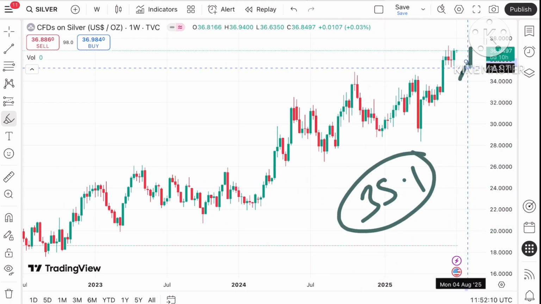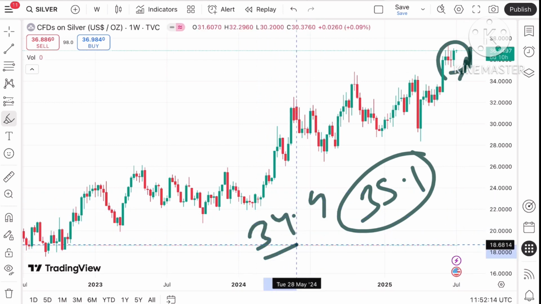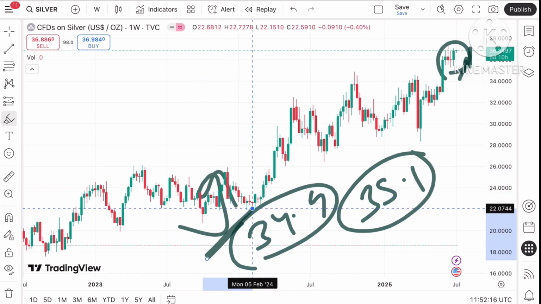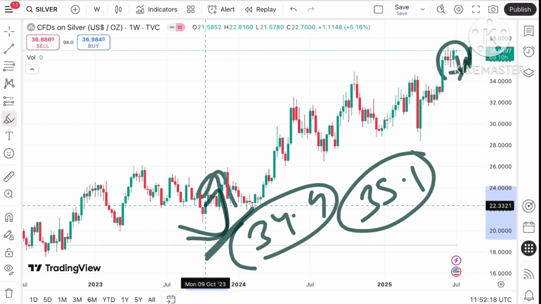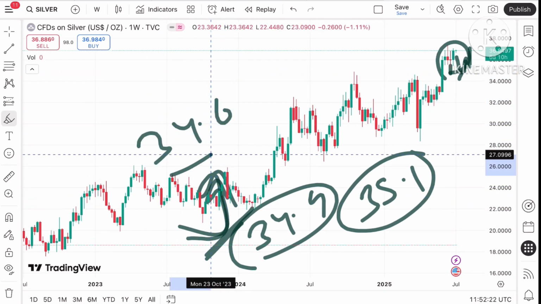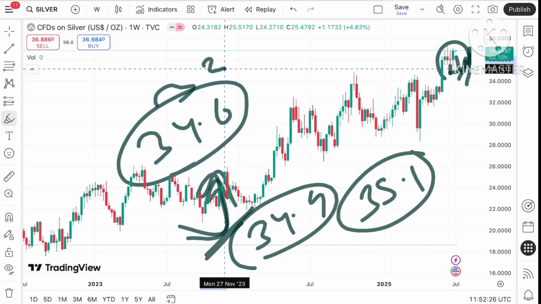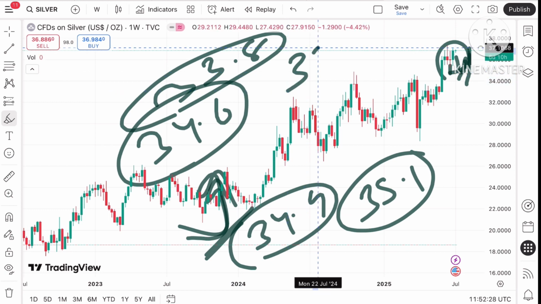Okay, and this is the level where there will be a zone breakout, so we can see it can touch a level of 34.9, and from there a bounce back can come. And if the bounce back doesn't sustain, we can see it can move towards the next level of 34.6, and if the price falls below that level, then we can see it can move towards 33.8 to a level of 33.6.